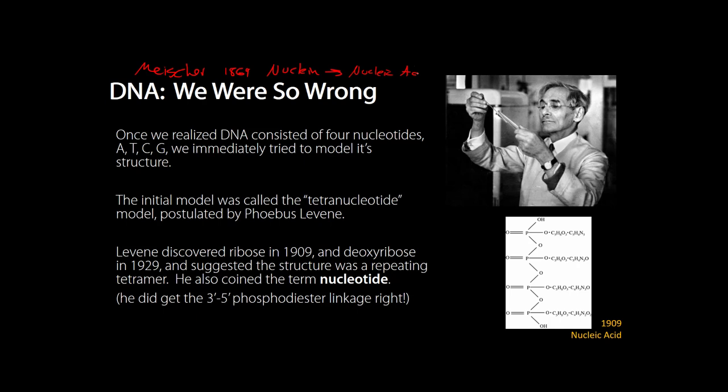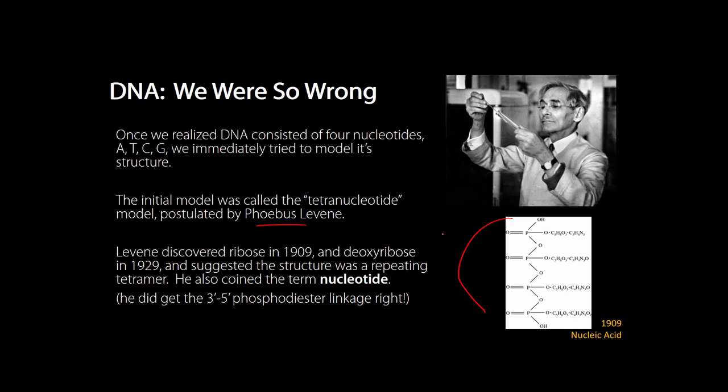But it wasn't until the early 1900s when a biochemist up in Rochester, New York, named Levene, pictured over here, discovered that DNA was actually made out of the building blocks we call nucleotides now. He actually named them nucleotides, and we use the term to this day. He also incorrectly postulated, and that's why we say we were so wrong, the initial model of what DNA actually was, the nucleic acid: a thing he called a tetranucleotide. This tetranucleotide model, which you can see the structure of over here, was wrong, of course, as we now know in retrospect.